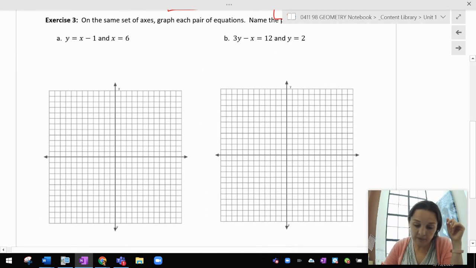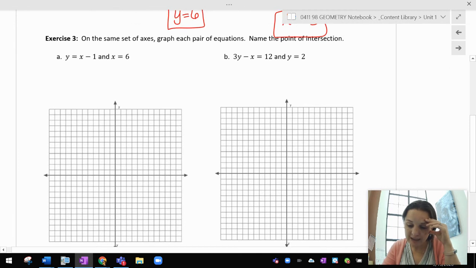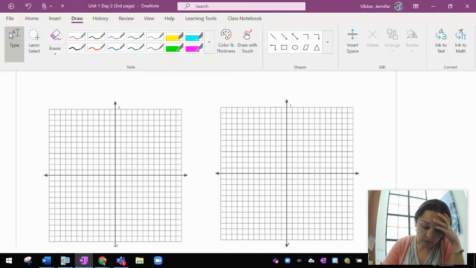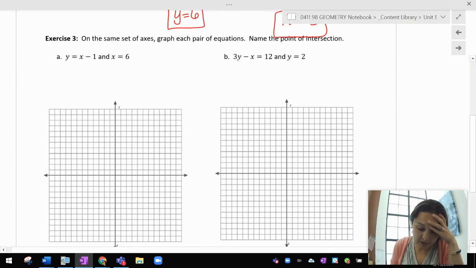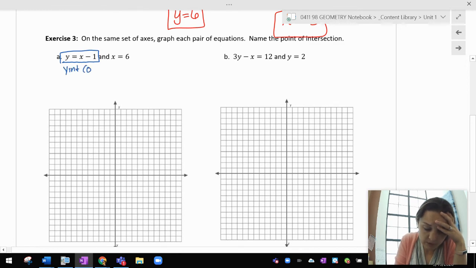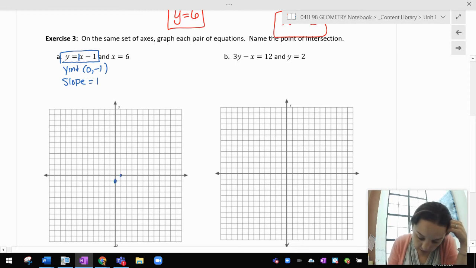All right, on the same set of axes, graph each pair of equations, name the point of the intersection. Okay, so I have y equals x minus 1 and x equals 6. So I'm going to start with this one. If I look at this equation, I should be able to note that the y-intercept is 0, -1, and the slope is the coefficient of x, which has an invisible 1 in front of it. So my slope is 1. So I'm going to start at 0, -1, and go up 1, right 1, up 1, right 1. And try to be as careful as I can here.